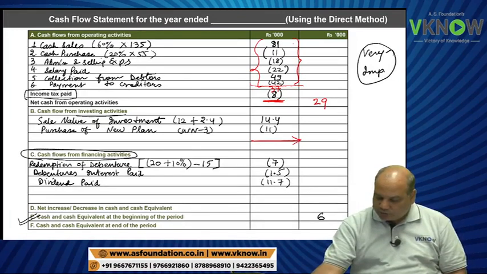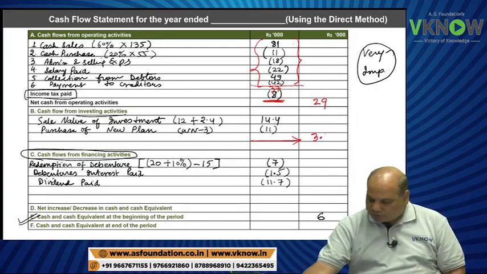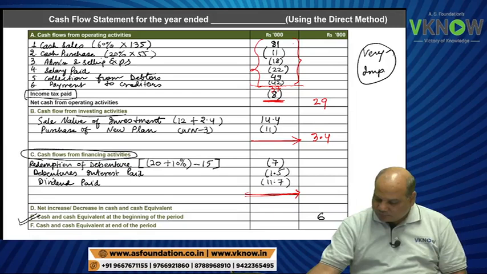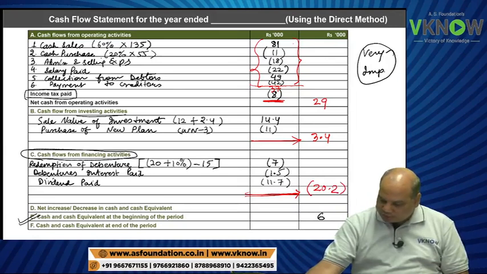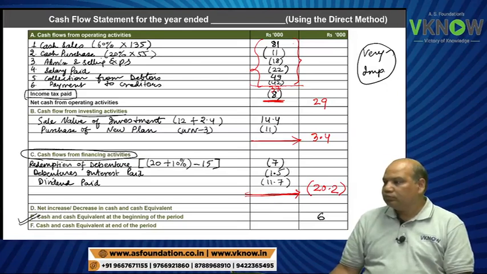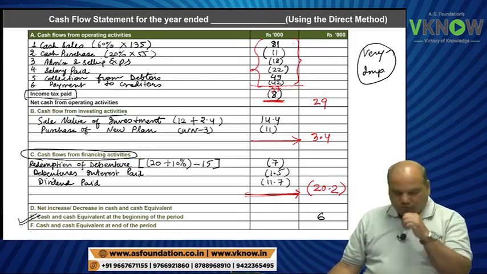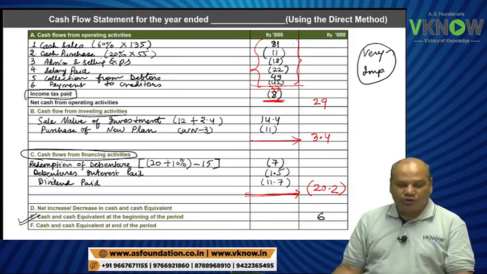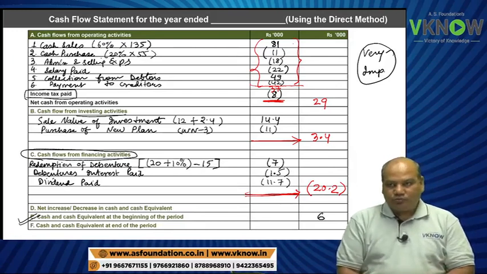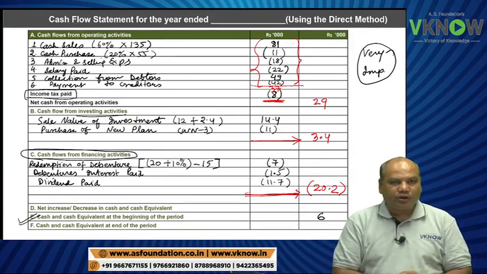Cash flow from investing activity 3.4. Cash flow from financing activity 20.2 in bracket. Check the calculation. Very easy. Today you practice at least 10 more questions on your own. In the classroom we have limited time. We have used more than around 20 hours on this chapter till now.